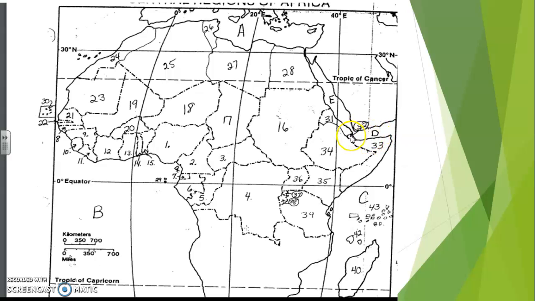But 32 is Djibouti, real tiny country there. 33, the Horn of Africa, is Somalia. 34 is Ethiopia, the one we had before. Sunburnt faces. 35 is Kenya. You watched the video on that already. 36 is Uganda. 37 is Rwanda. 38 is Burundi. And 39 is Tanzania. And then we have the island countries, Madagascar, Mauritius, Comoros, and Seychelles. So just a review of those.